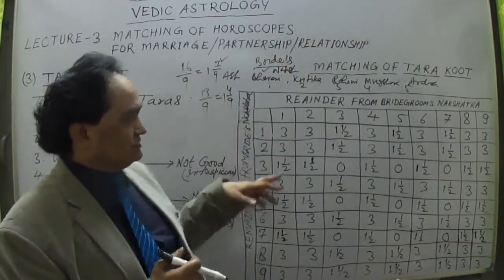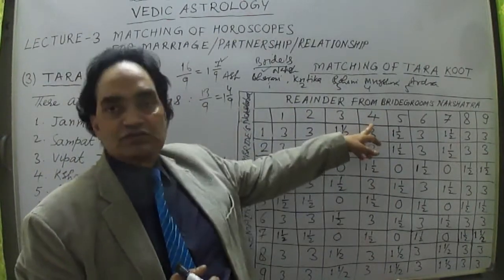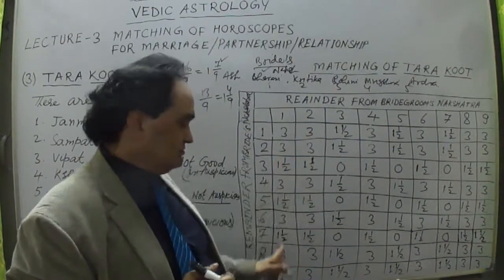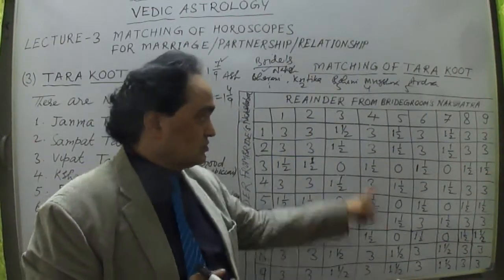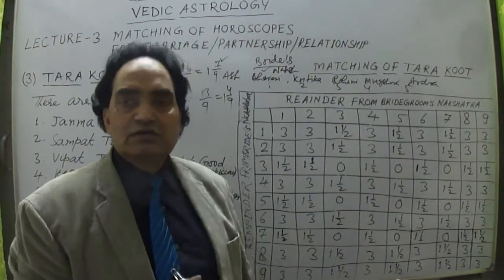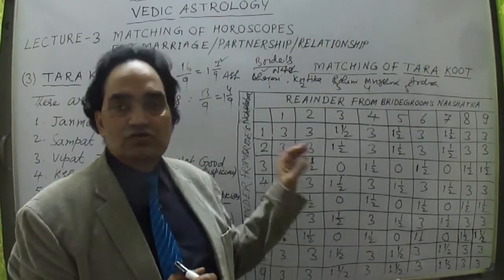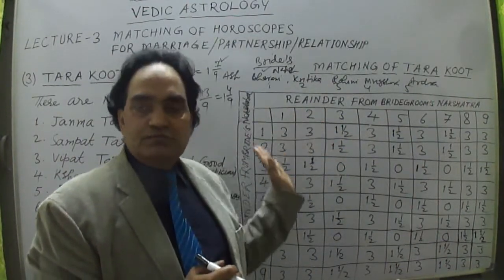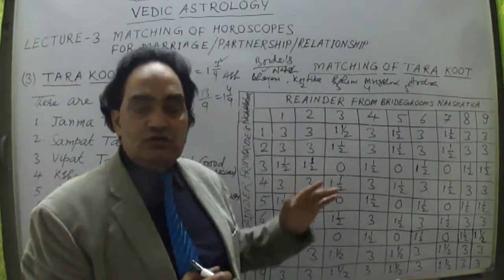So 4 remainder means from the bridegroom's side the remainder is 4, and from the bride's nakshatra to the bridegroom's nakshatra it was 7 remainder. In that row and this column, we have 1.5 marks. So in this way this numbering is done, or these points are allotted and obtained by the bridegroom's and bride's nakshatras. Right? So in this way Tara counting is done.